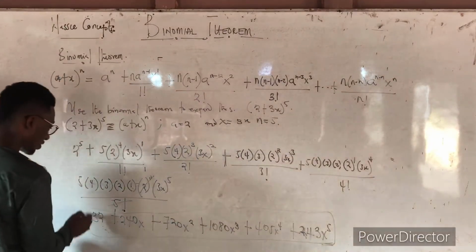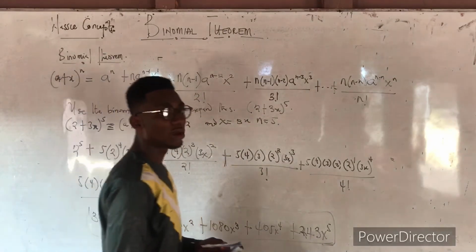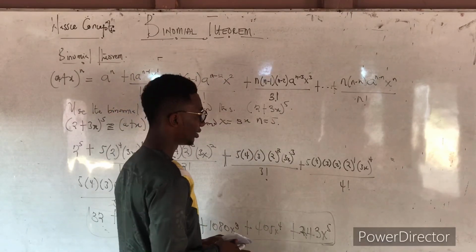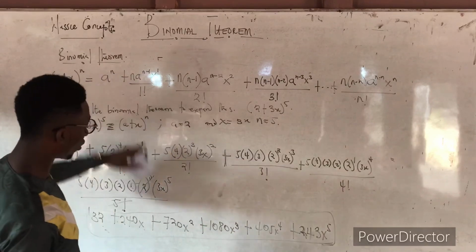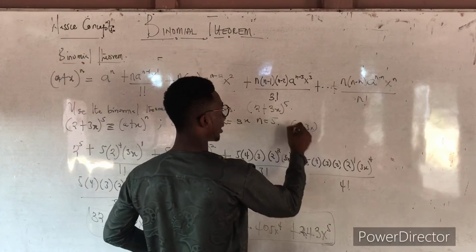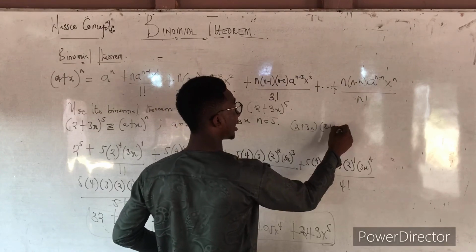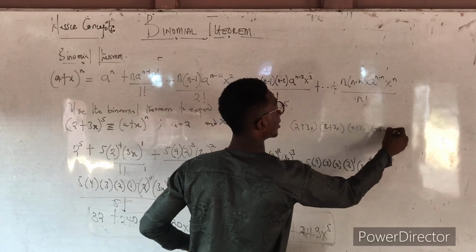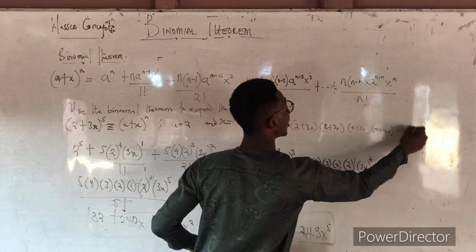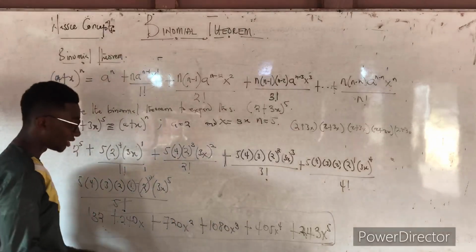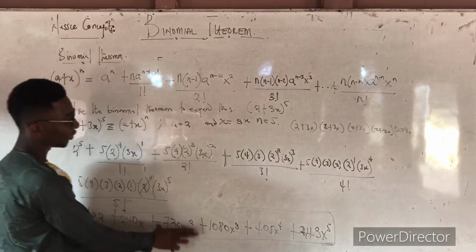So the stress that you could have gone through by multiplying this by itself 5 times, you can just use the binomial theorem to expand it. Otherwise you would be multiplying 2 plus 3x, 2 plus 3x, 2 plus 3x, 2 plus 3x, 2 plus 3x, 5 times. But to avoid this stress and do it systematically, you can simply use your binomial theorem.